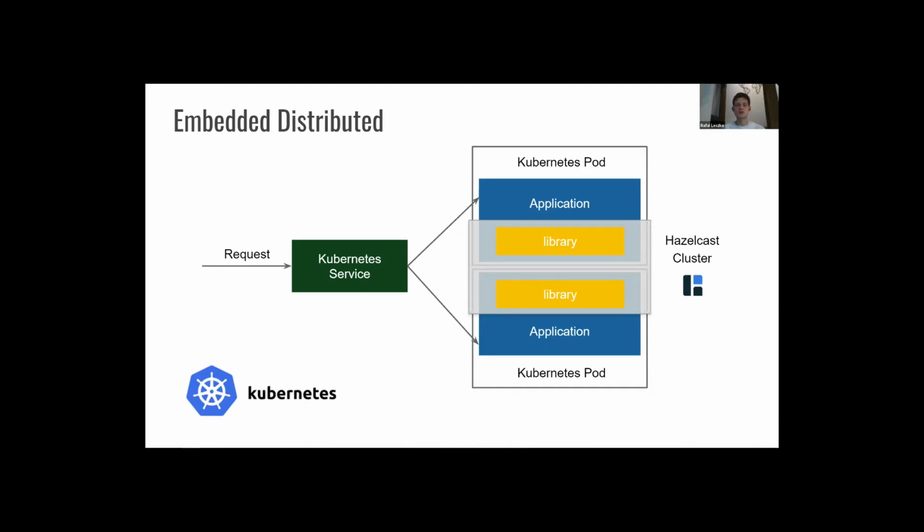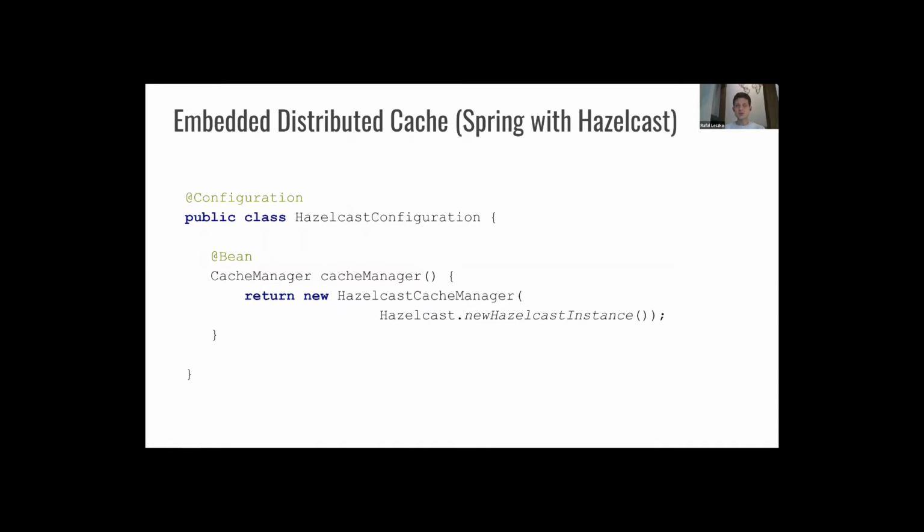How to use it? How can you change your embedded library to an embedded distributed library? If we stick to this example with Spring, all we have to do is change the cache manager and define, okay, from now on, I would like to use the Hazelcast cache manager to cache my entries, and that's it. All the rest of the code is exactly the same because Hazelcast is compatible with Spring.